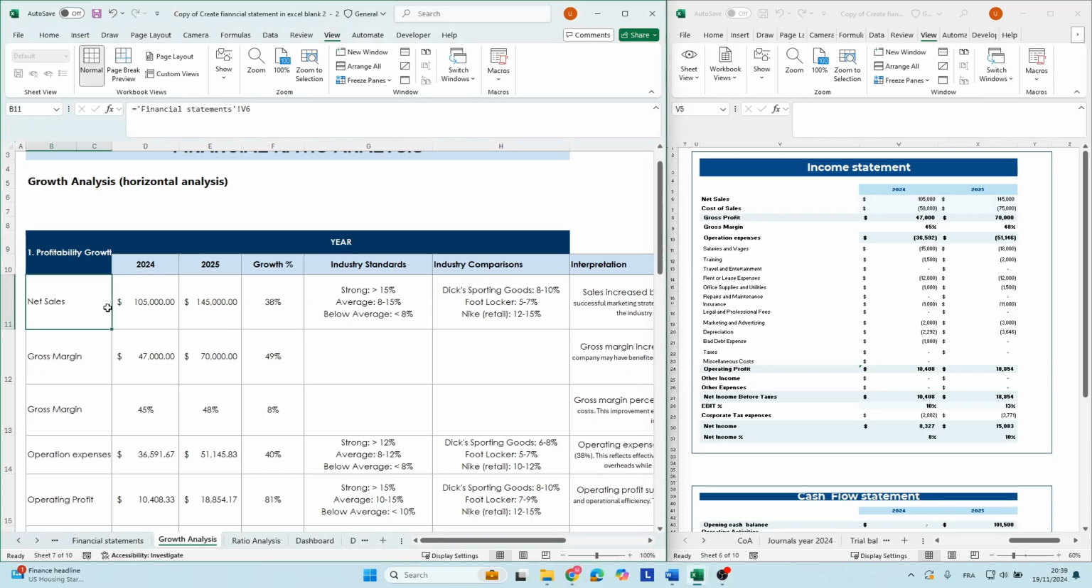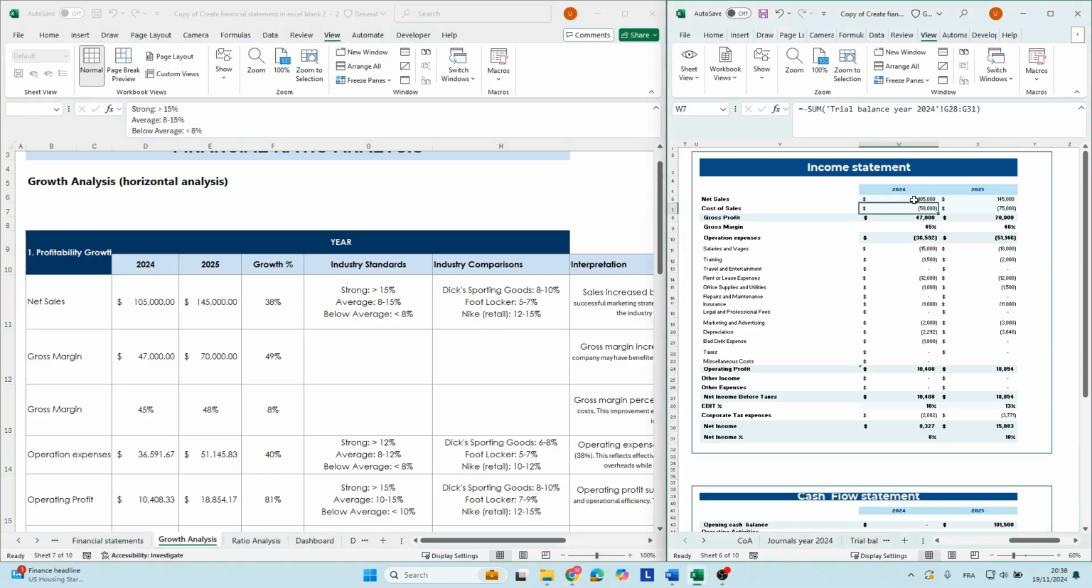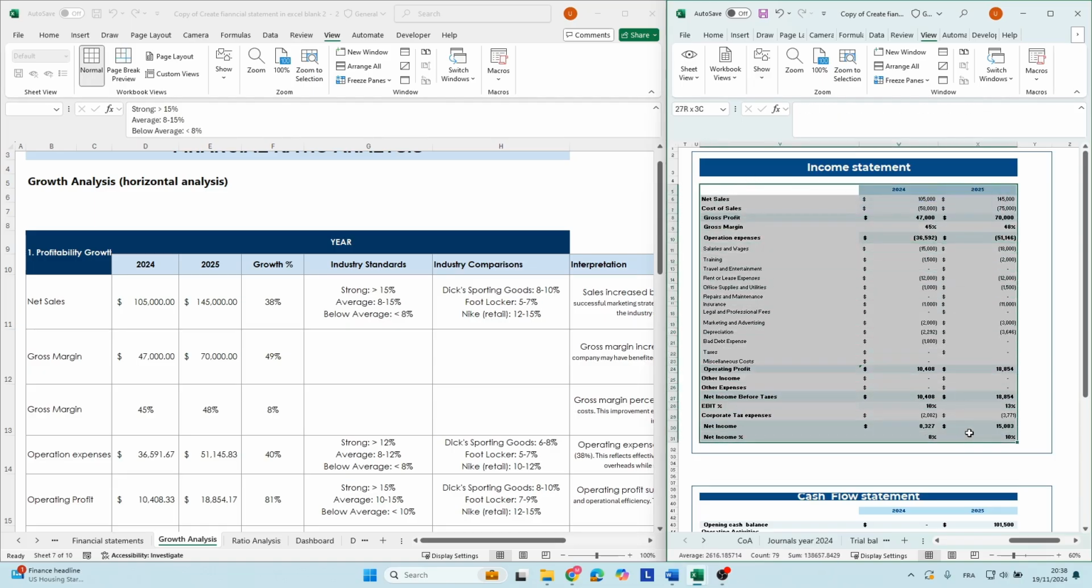Here I split the screen to see both sheets in one screen. So we will start by looking for the net sales. Here we have the income statement for this year. We put it in the right side just to see it if needed.